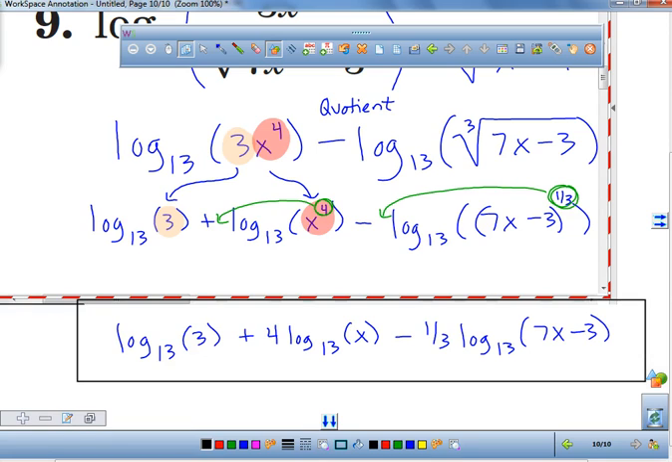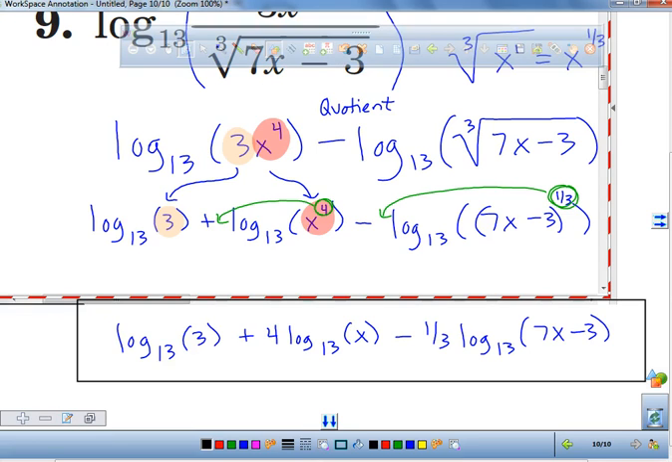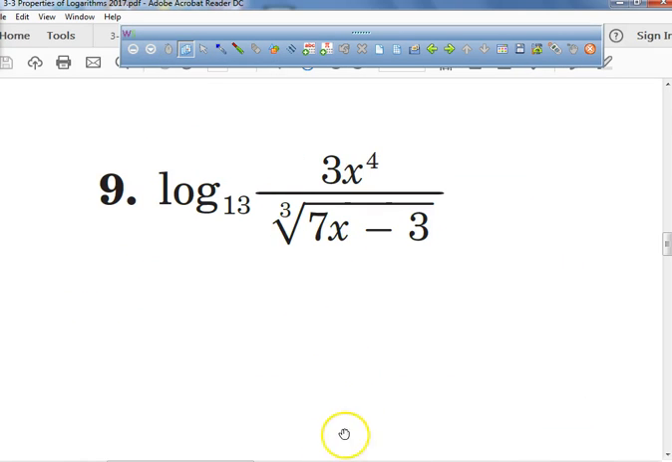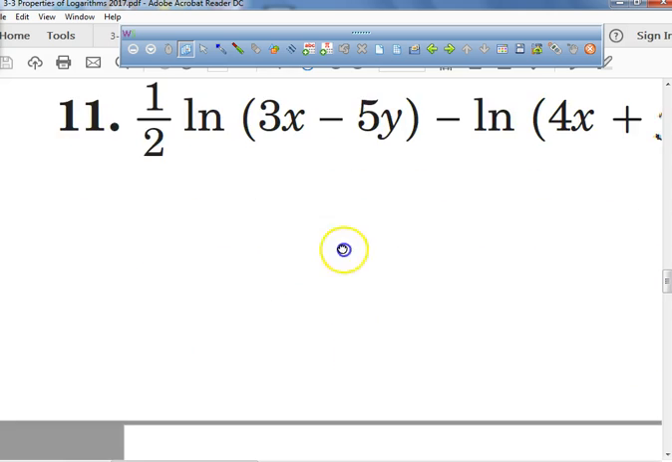Okay? Since we've been practicing expansion, what we're going to do now is condense some logarithms. The ones that we're going to condense are on the back page. We're going to do 2 of them together, problem number 13 and 15 together. So I want you guys to go to the back page.